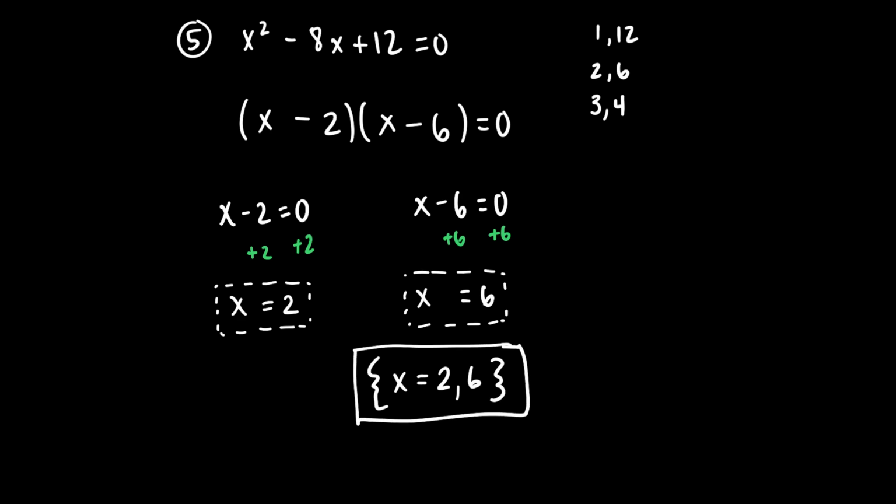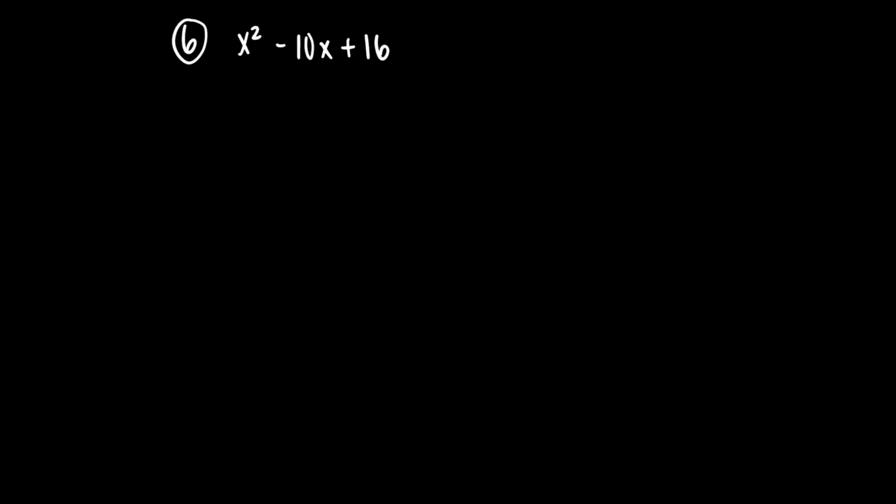And you should obviously go back and check those. Make sure that when you do 2 squared minus 8 times 2 plus 12 gives you 0, which it does. And when you do 6 squared minus 8 times 6 plus 12 gives you 0. They do. I checked them. I promise they work. All right, last one here I want to try.